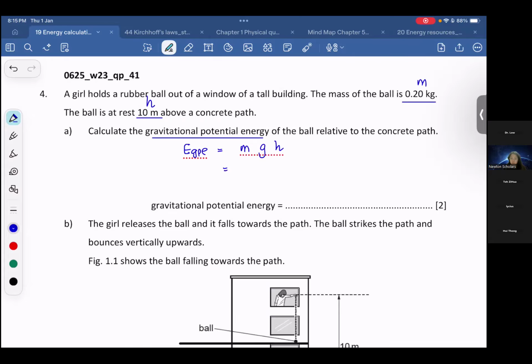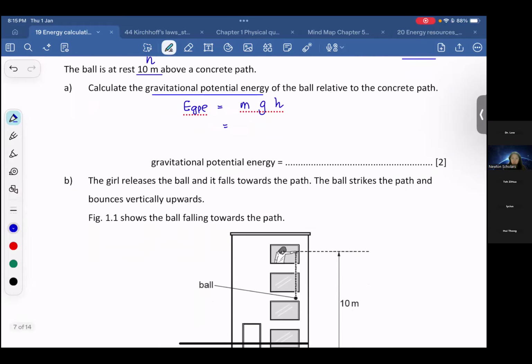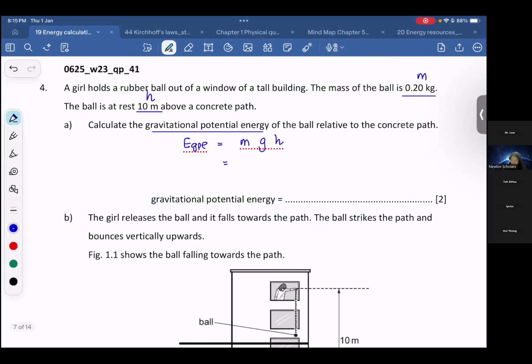Crystal, yes. Unit, remember unit? Yes, you got unit. Angeline, yes. So that means it's very straightforward. We can just write 0.2 times 9.8 times the height, which is 10. So you give me 19.6 joule. Or to two significant figures, it is 20 joule. With 19.6 to two significant figures, the 6 makes the 9 round up by 1, so it becomes 20.